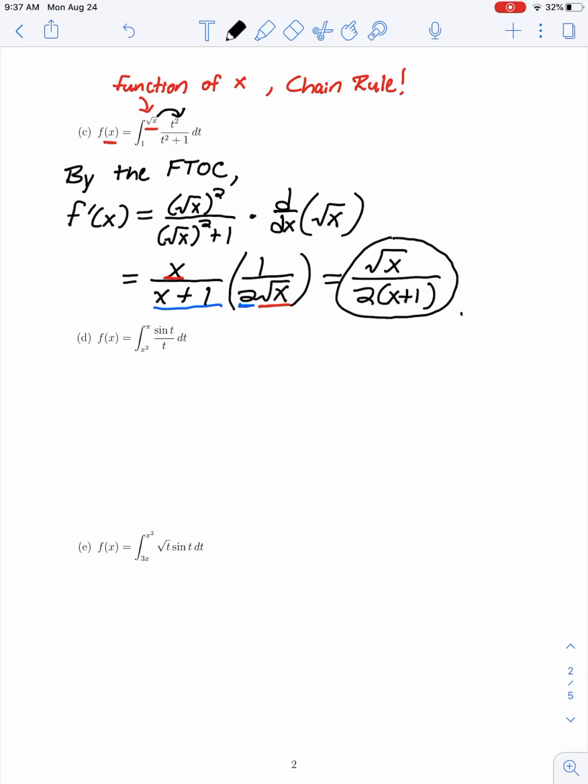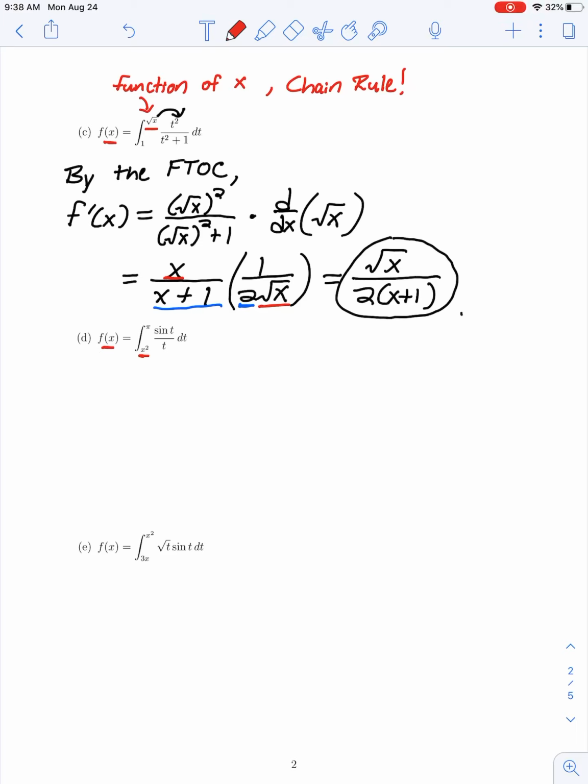In part D, we have f of x is the integral from x squared to pi of sine t divided by t with respect to t. So in this example, we see that the variable x for our function is in the lower limit of integration, and it's not just x as our lower limit. It's a function of x, in particular x squared.